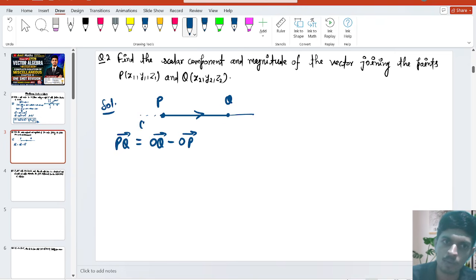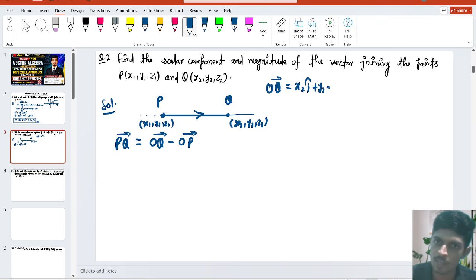Okay, so what is vector OQ? Point P is (x1, y1, z1) and Q is (x2, y2, z2). This is an ordered triple, meaning it is in 3D. OQ is simply the position vector of point Q: x2 i cap plus y2 j cap plus z2 k cap. And OP is the position vector of point P: x1 i cap plus y1 j cap plus z1 k cap.